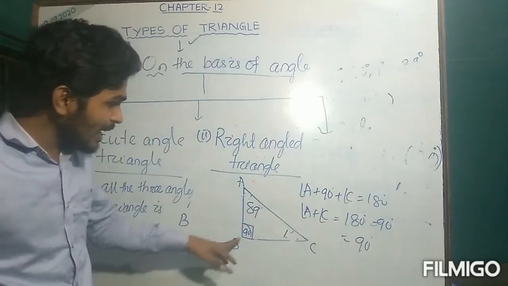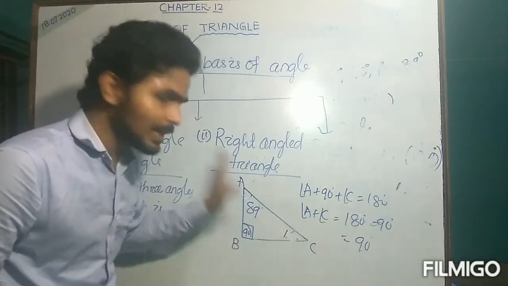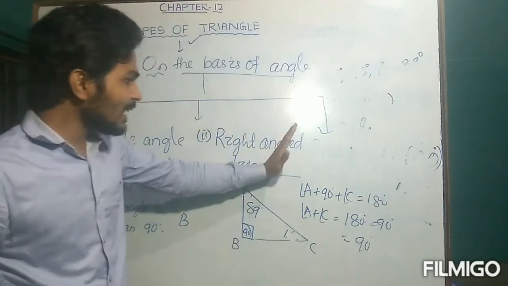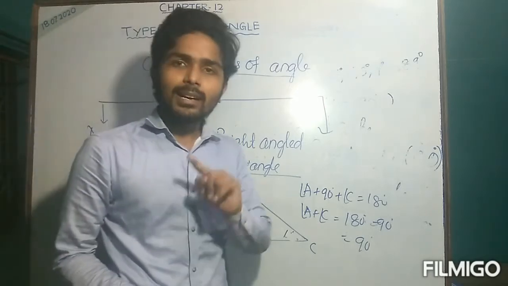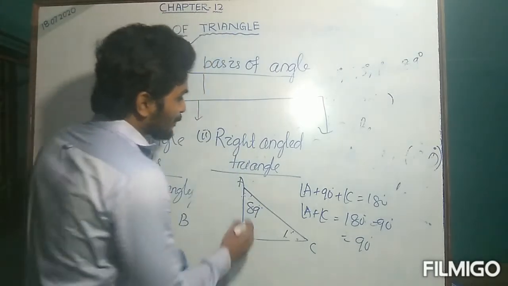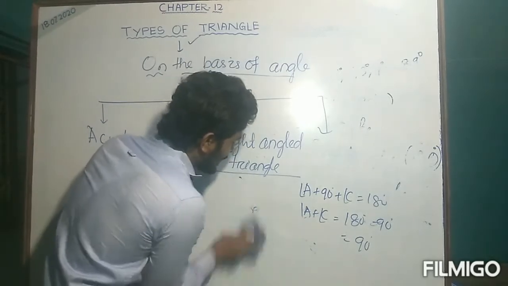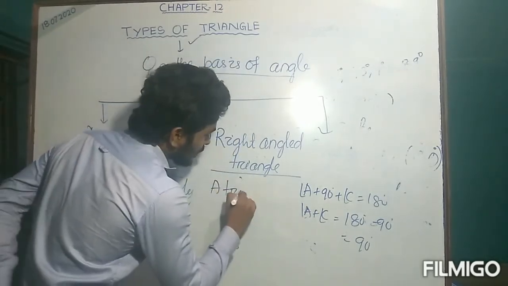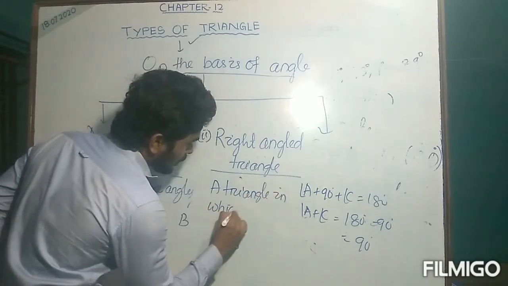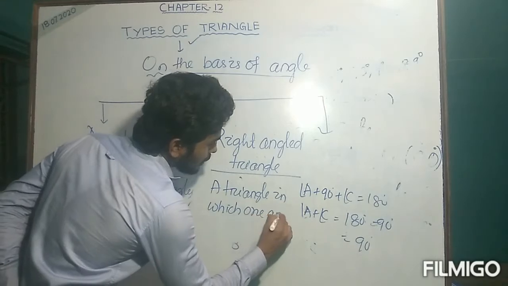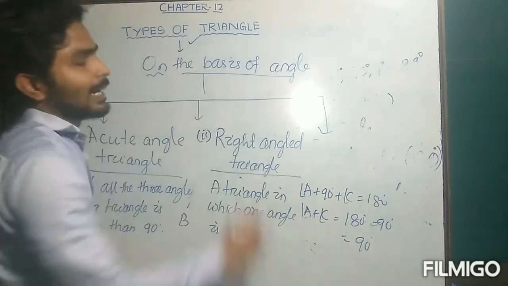So if in a triangle one angle is 90 degree, then the other two angles must be acute, must be less than 90 degree. Okay, so what is a right angle triangle? A triangle whose only one angle is 90 degree is called a right angle triangle. Okay, so write this: a triangle in which one angle is 90 degree is called a right angle triangle.